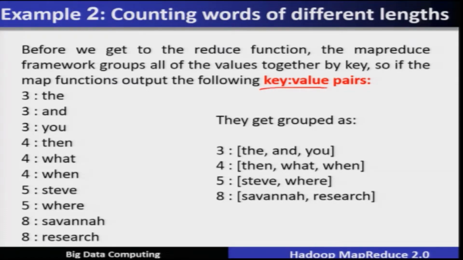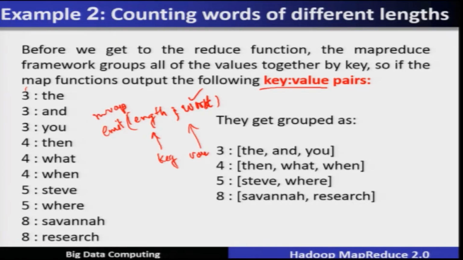The map function will emit a key and a value. The key comprises the length of a word, and the word itself becomes the value. For example, for the word THE, the length will be emitted along with the word. This will be emitted out of the map function.